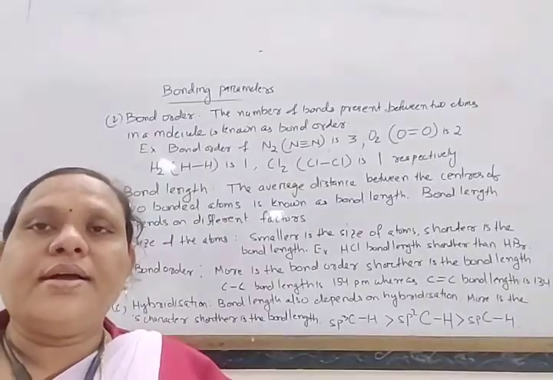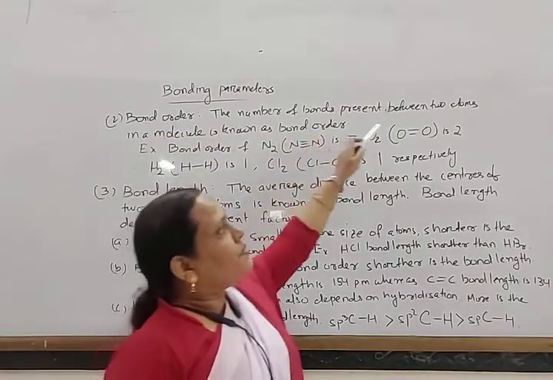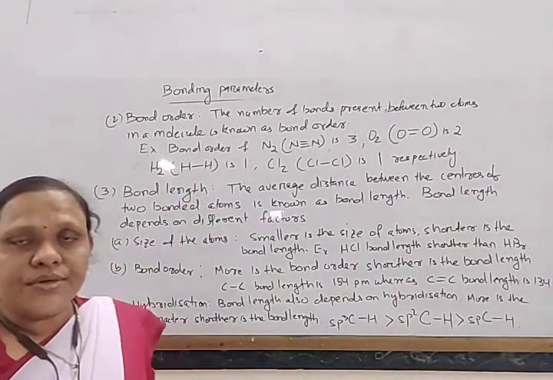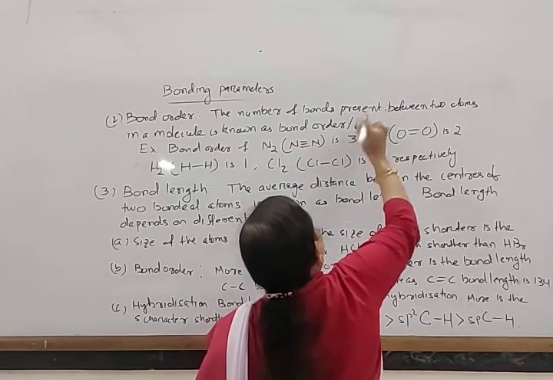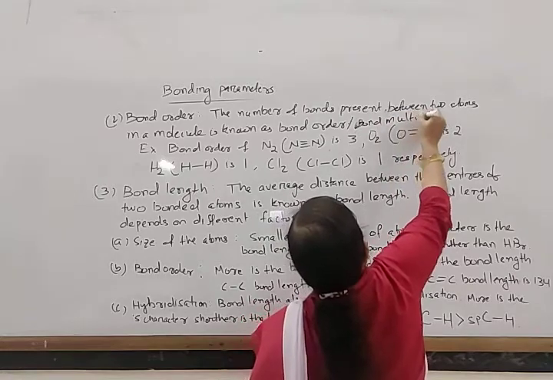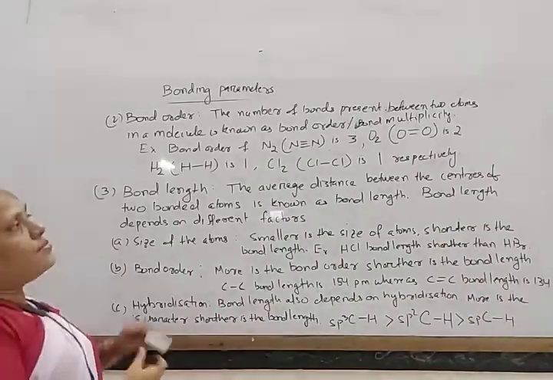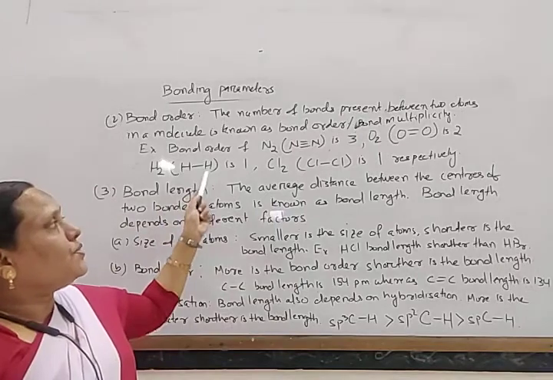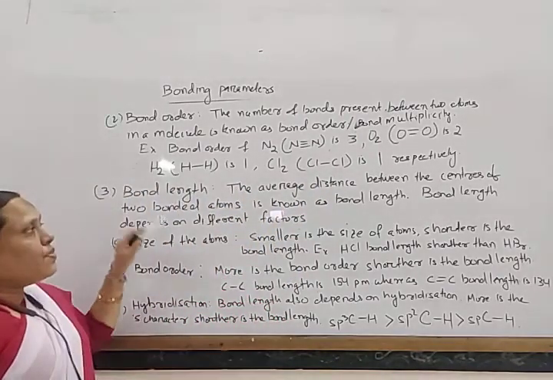Next, note down these points. Bond order: the number of bonds present between two atoms in a molecule is known as bond order, also called bond multiplicity. Example, bond order of N2 is 3, O2 is 2, F2 is 1 and Cl2 is 1.